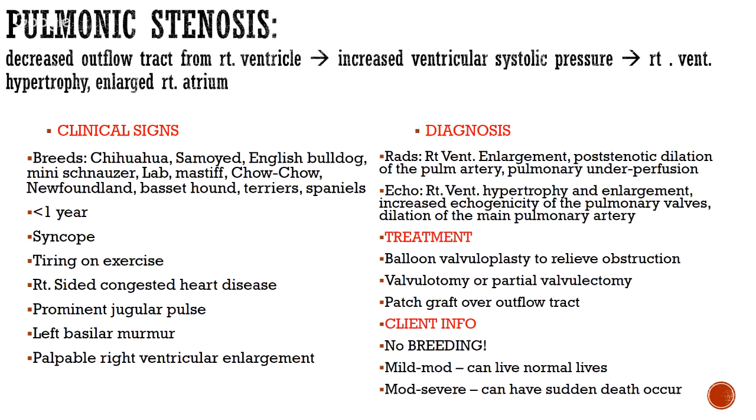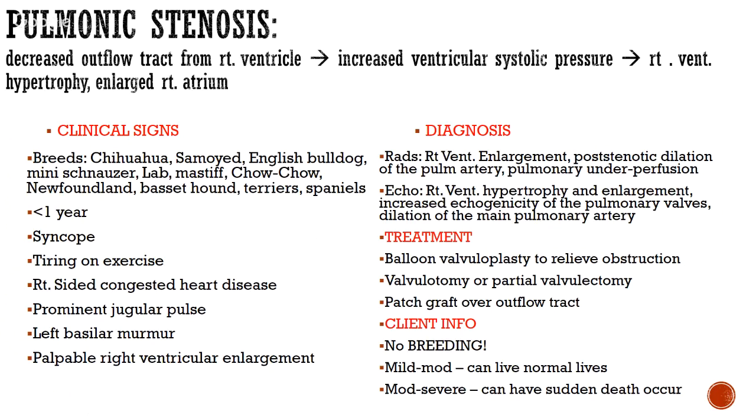We can also do a valvulotomy or a partial valvulectomy. Otomy means make a hole in it. So you make an extra hole there so blood can flow through, or you can remove a part of the valve to open it up a little bit. You can also do a patch graft over the outflow tract. So we can take a piece of a vessel from somewhere else in the body, make that vessel a little bit larger and graft over top.